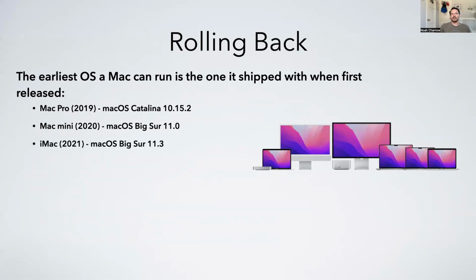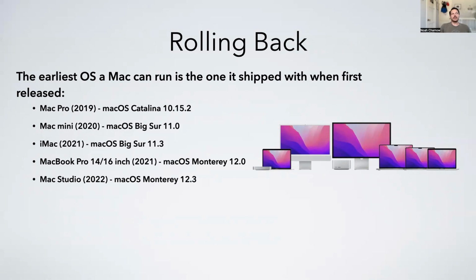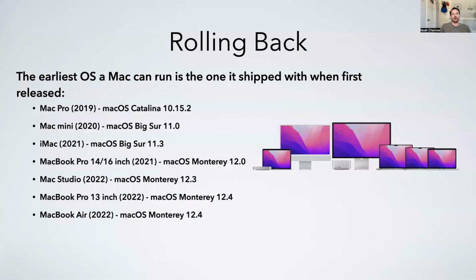The Mac Mini came out in 2010. First version was Big Sur. The current iMac came out in 21. First version was also Big Sur. The MacBook Pro 14 and 16 inch came out last year. They shipped with macOS Monterey. The Mac Studio shipped with macOS Monterey. The MacBook Pro 13 inch, which was just announced recently, which has an M2 chip, shipped with macOS Monterey, and the MacBook Air, which just started shipping on Friday, I think, 2 days ago, comes with macOS Monterey as well.